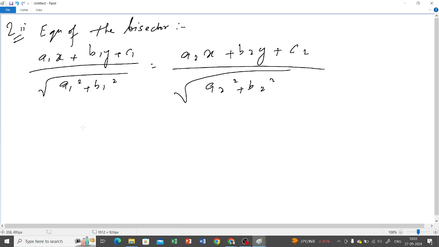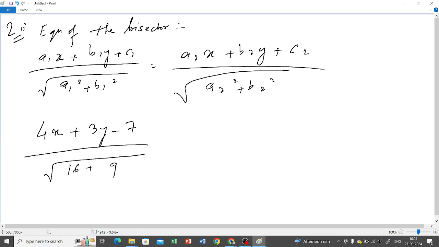So let us do 2 part 2. Find the bisector of the angle between the following pairs of lines in which the origin lies. So what will be the equation of the bisector? 4x plus 3y minus 7 divided by root over 16 plus 9.